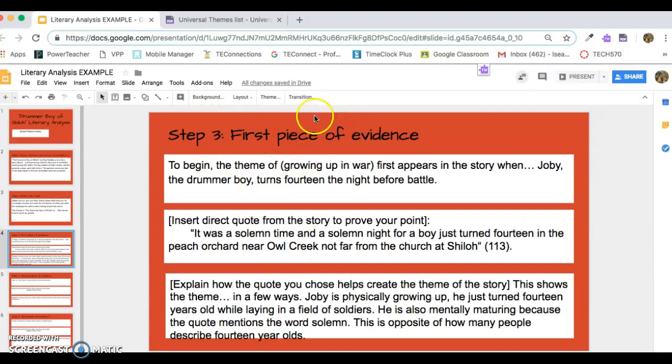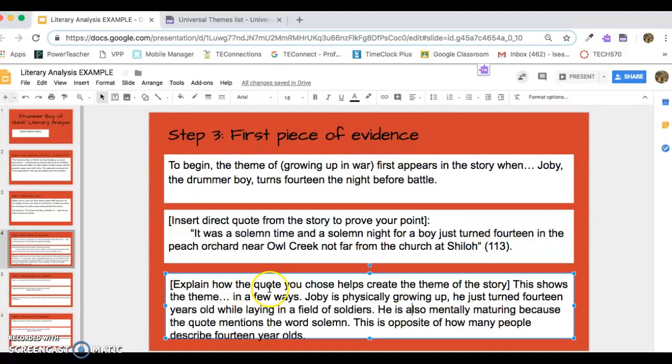Okay, this is where things kind of fall into place. So you're going to fill all 3 of these boxes in. So to begin, the theme of growing up in war first appears in the story when Joby, the drummer boy, turns 14 the night before battle. This is a great example of someone growing up in war, but I need to have the quote to prove it as well. So I pulled this quote. It was a solemn time and a solemn night for a boy just turned 14 in the peach orchard near Owl Creek, not far from the church at Shiloh. And I included the page number, so it goes in these parentheses, page 113.